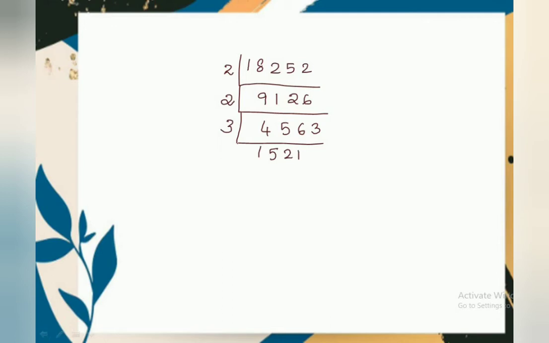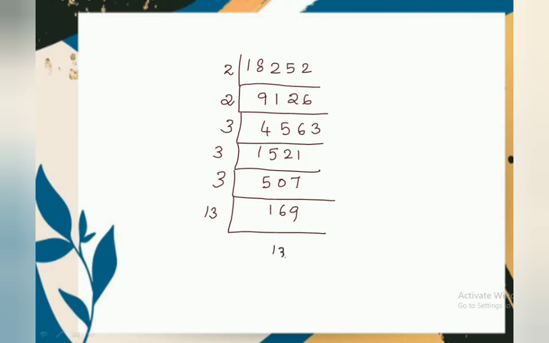1,521. Again with 3. It is 507. Once again, can I do it with 3? Correct. 3 is possible and it is 169. Are you familiar with 169? Is it the square of any number? Tell me, what is the number? You are correct, 13. 13 square is 169.